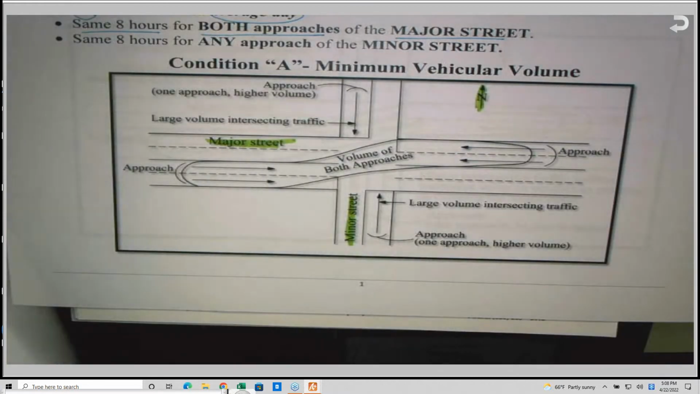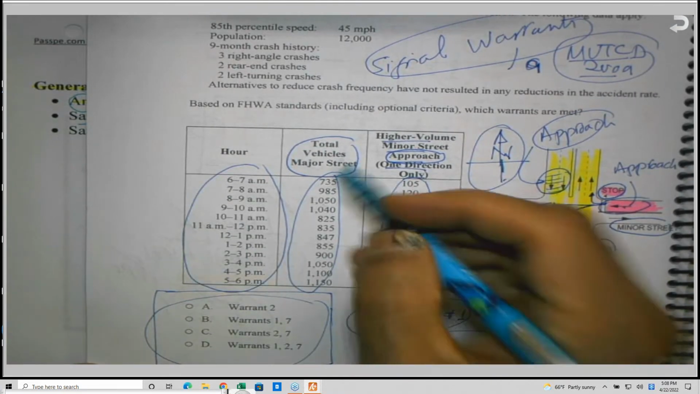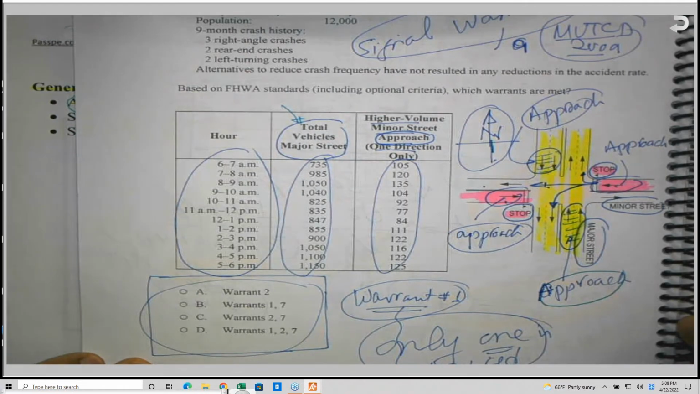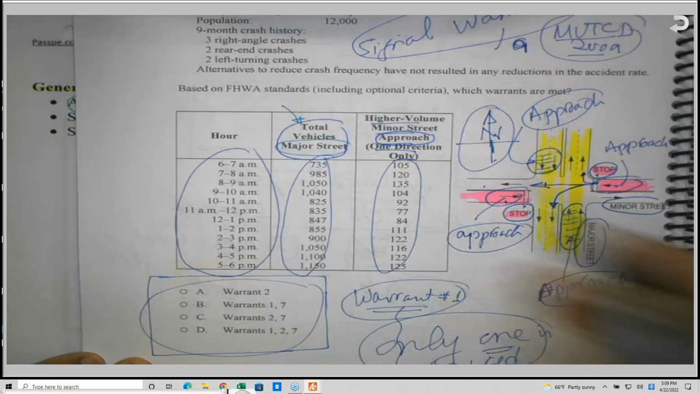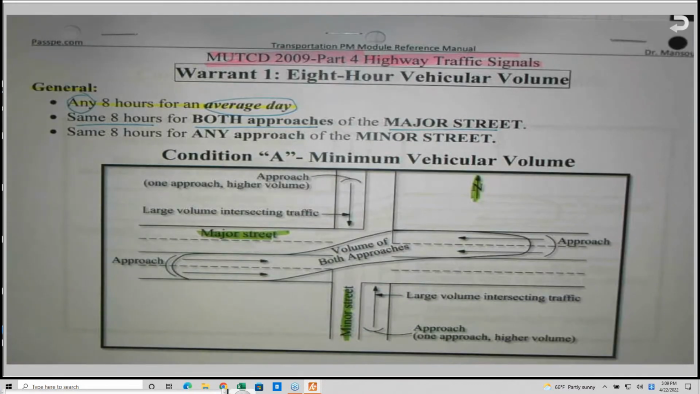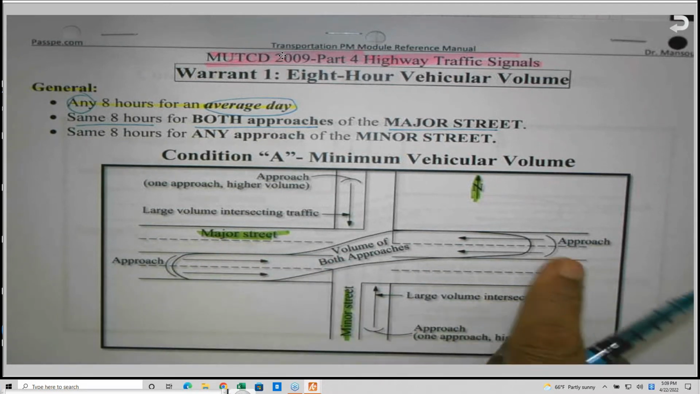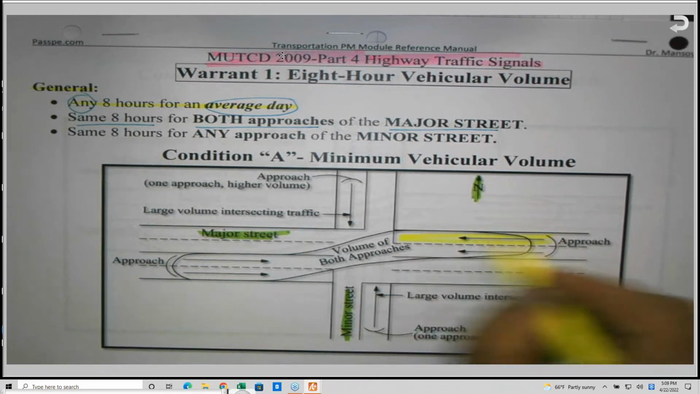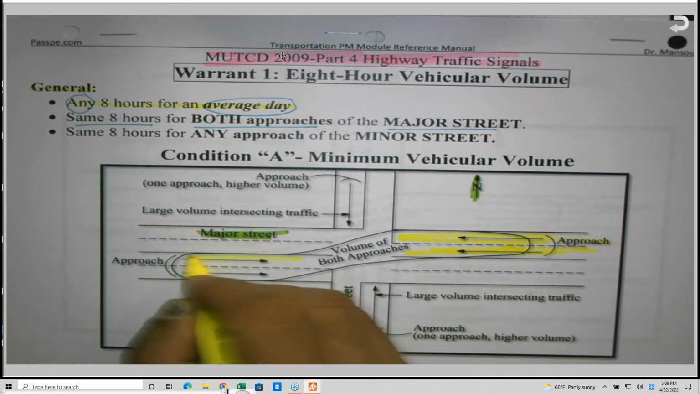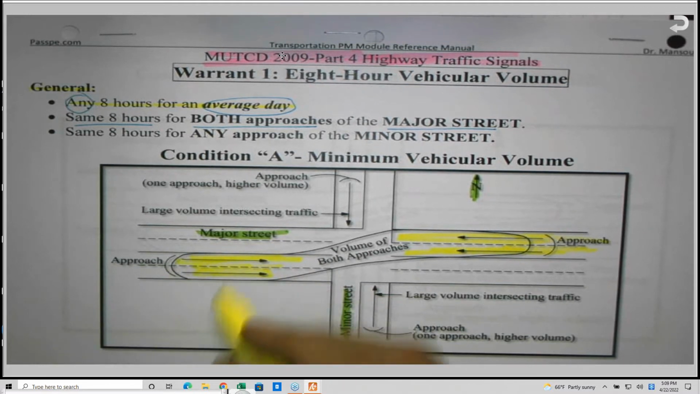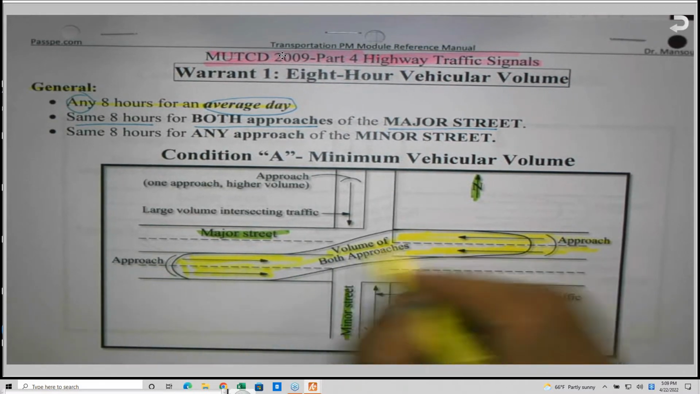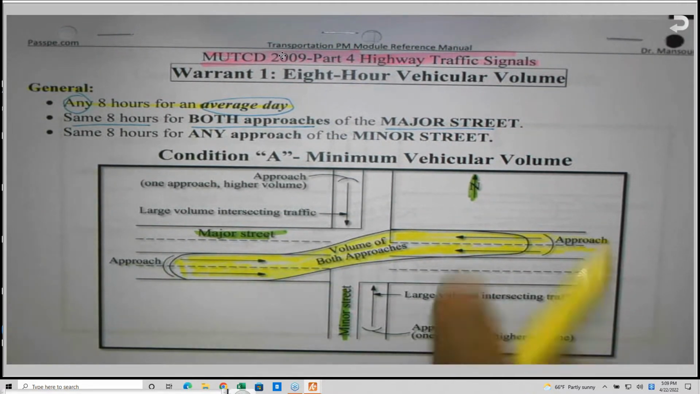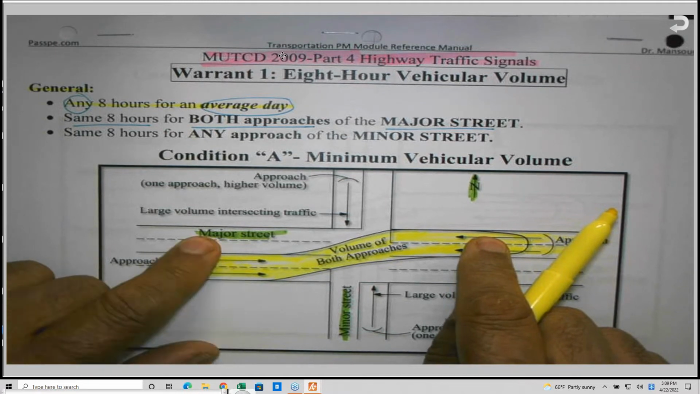And here it is. Here he is nice, because he gave me the total vehicles for the major street. You will find some problems in my books. They will give you, if this is a major, this approach and this approach. So this approach here, which is a westbound approach, and this is the eastbound approach. The code is telling me the volume of both approaches. This yellow, you add this plus this along the major street.